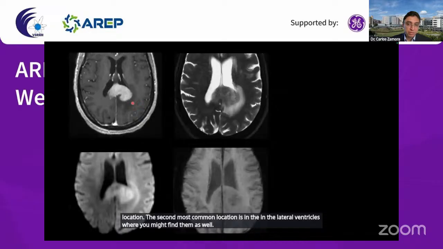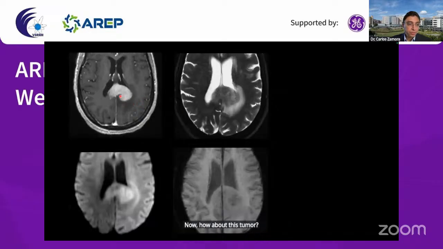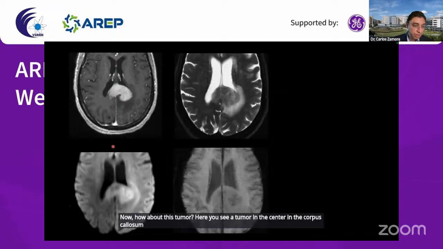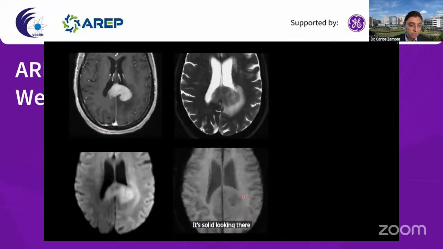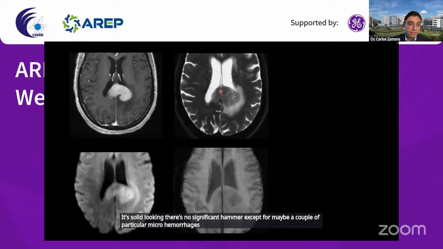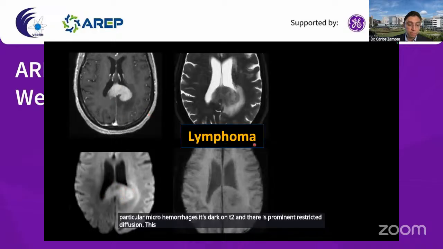Now, how about this tumor? Here you see a tumor in the center of the corpus callosum. Now, the main feature here is that the tumor is very homogeneous. It's solid looking. There's no significant hemorrhage, except for maybe a couple of petechial microhemorrhages. It's dark on T2, and there is prominent restricted diffusion. This is very characteristic of a lymphoma, right? It's just a very characteristic presentation.